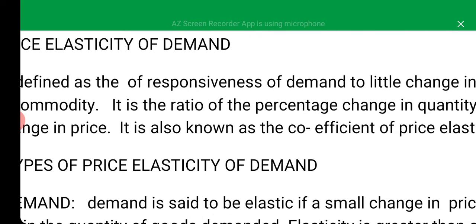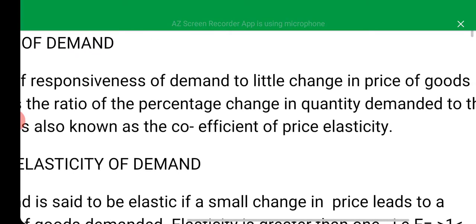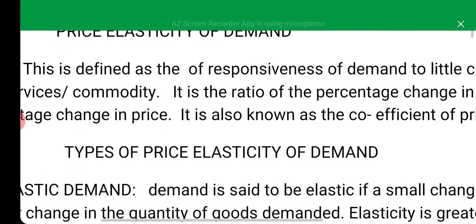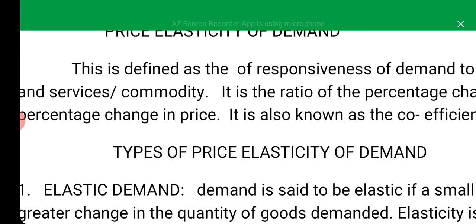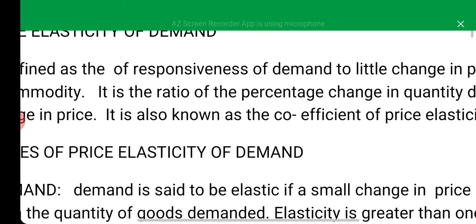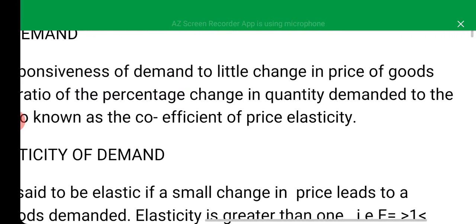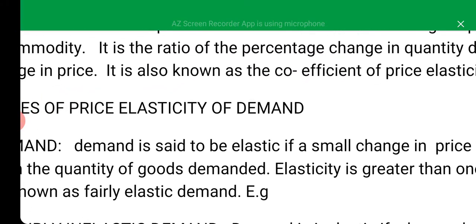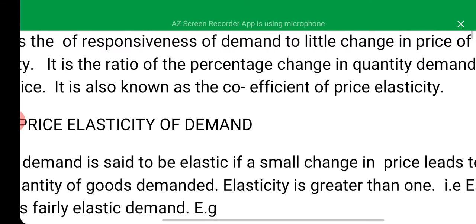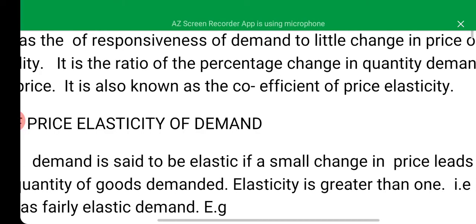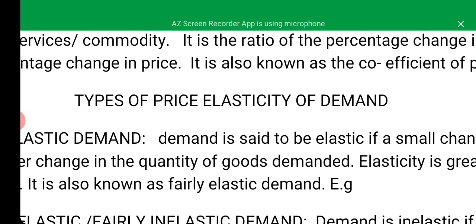So price elasticity of demand here measures the ratio of the percentage change in quantity demanded to the percentage change in price. It is the ratio of the percentage change in the quantity demanded to the percentage change in price. So this price elasticity of demand is also known as the coefficient of price elasticity. Let's look at its types.